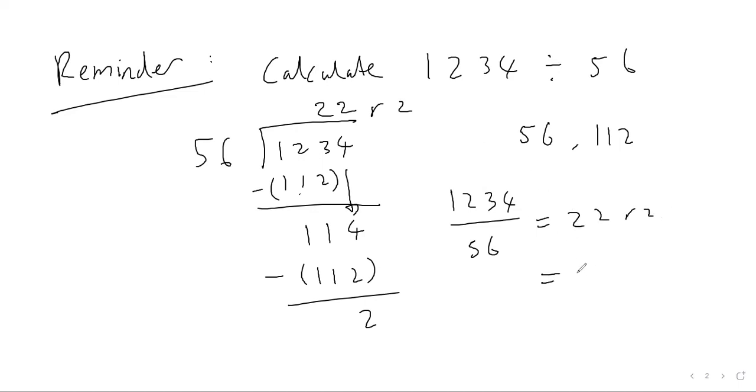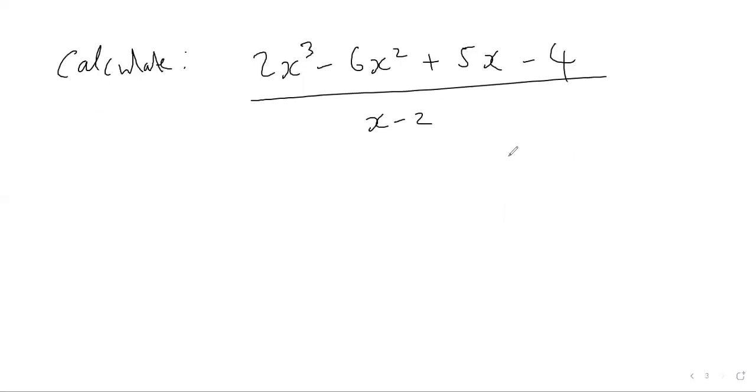But what does that mean? Well, that just means 22 and 2/56. So 2 over 56 is exactly the same as 1 over 28, so 22 and 1/28. So that's just a brief example of how we do long division, and it links into what we do here.